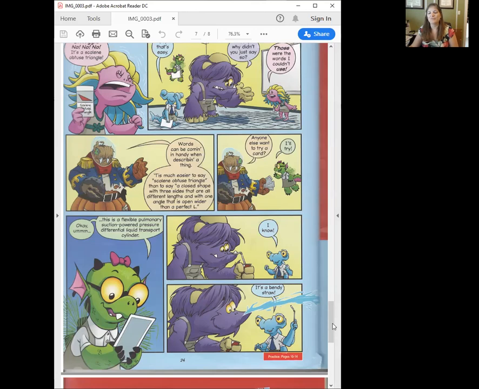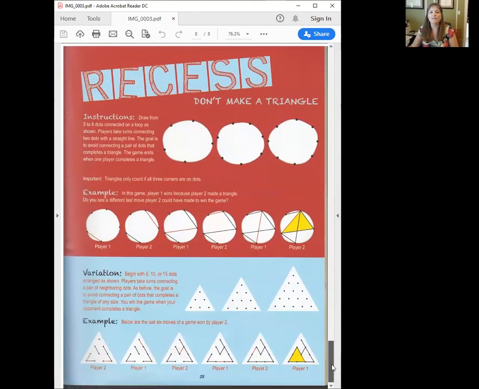Pretty fun stuff. All right, I'm gonna leave you with this recess activity. So have fun, give it a try. If you can't read the instructions, I'll read them right now, but otherwise we're done for the read aloud. Instructions: draw from 5 to 8 dots connected on a loop as shown. Players take turns connecting 2 dots with a straight line. The goal is to avoid connecting a pair of dots that completes a triangle. So avoid making triangles. The game ends when one player completes a triangle.